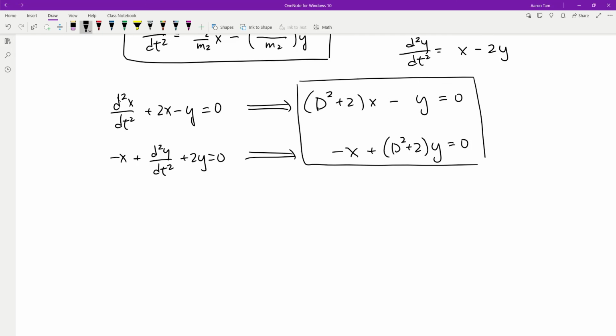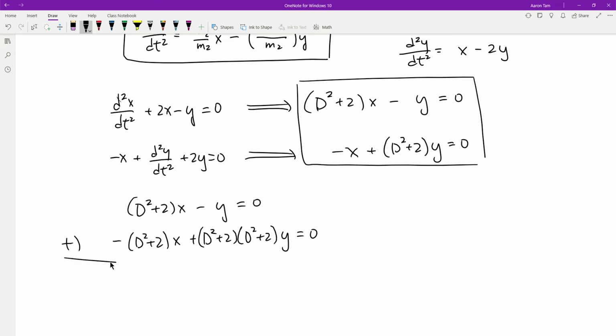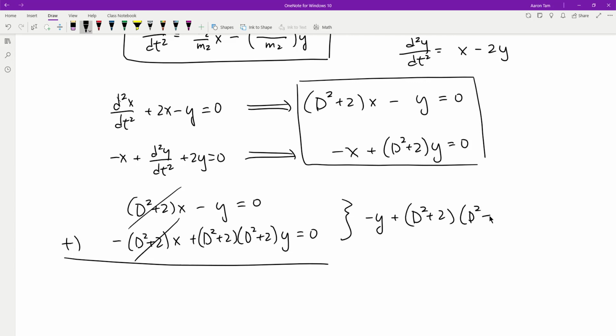What I'm going to do is multiply the second equation by D squared plus 2. So my top equation will be (D squared plus 2) of x minus y equals 0. My bottom one becomes minus (D squared plus 2) of x plus (D squared plus 2) times (D squared plus 2) of y equals 0. I'm going to add these two equations together. The x terms cancel out, and they combine into this equation: negative y plus (D squared plus 2)(D squared plus 2) of y equals 0.